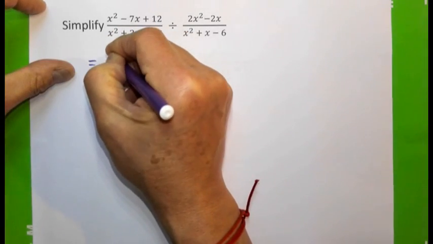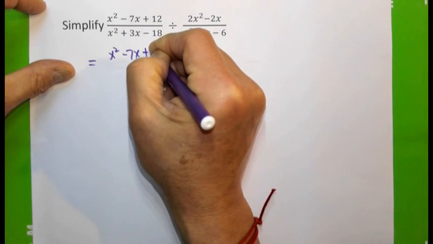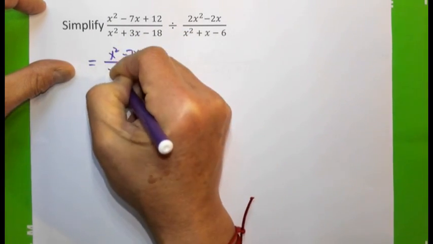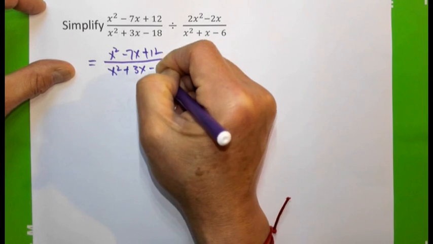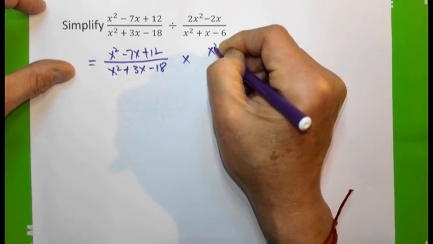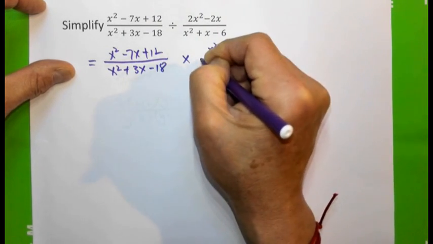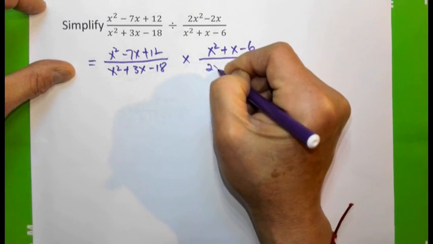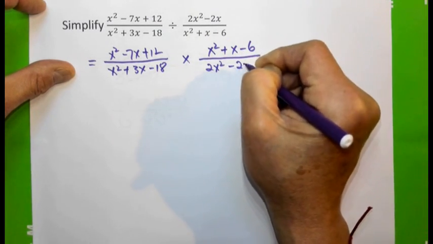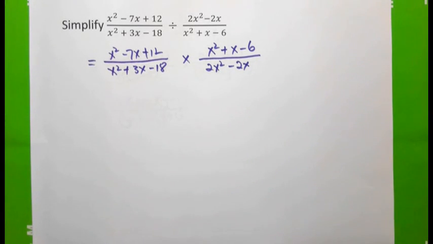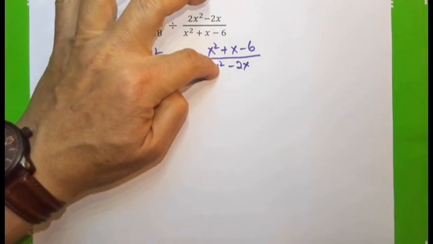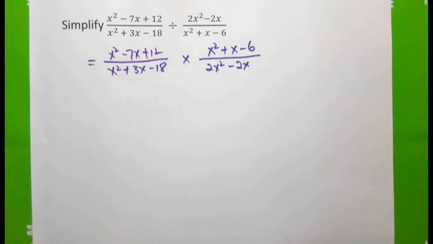That equals x squared minus 7x plus 12 divided by x squared plus 3x minus 18, times x squared plus x minus 6 divided by 2x squared minus 2x. Now, once you've got this step, again, pause the video for about 5 minutes, factorize these 4, and then simplify it. Right, enough time. Let's actually factorize this.